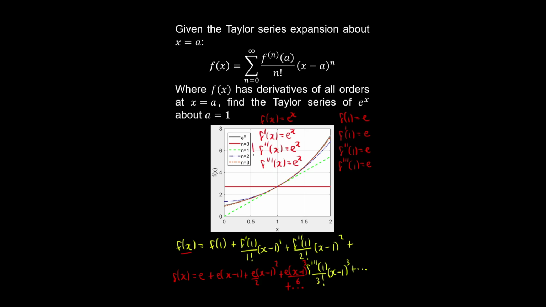So as you can see, the more terms we use from the infinite series, we get a better and better approximation to the function e to the x about x equals a equals 1. So the approximation is better, close to this value, using less terms of the Taylor series.